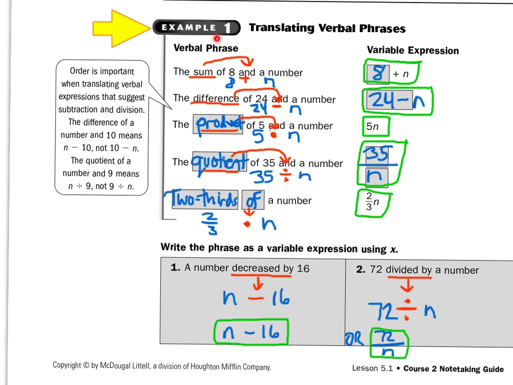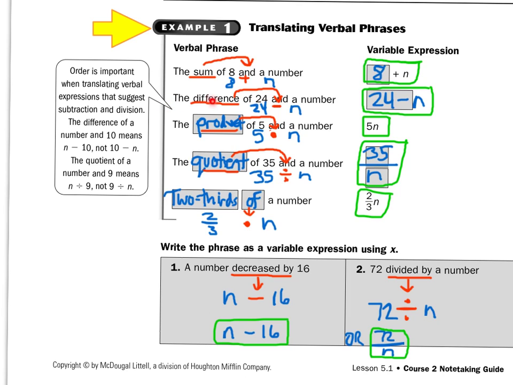Okay, so example 1, translating verbal phrases. They gave us the sum of 8 and a number. Well, underline the word sum, and then I'm going to use my red and put an arrow by and, because everybody knows that the sum means to add, but the plus sign doesn't go right under the word sum. It actually goes under the word and. And in addition, the order doesn't matter, so I'm not going to change the order. So the 8 comes first, then the plus, and then a number I don't know, that would be my variable, in this case n. So it would just be 8 plus n.